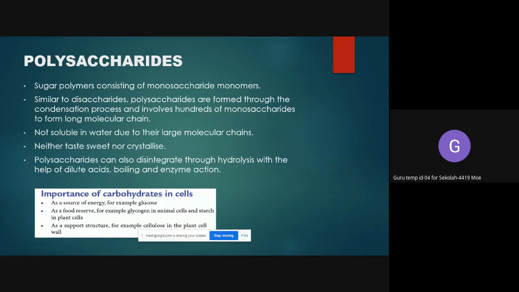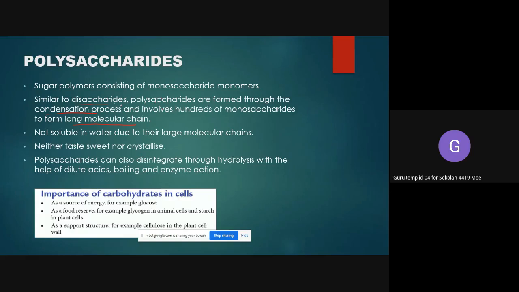So, polysaccharide. Sugar polymers consisting of monosaccharide monomers. Similar to disaccharide, polysaccharides are formed through the condensation process and involve hundreds of monosaccharides to form long molecular chains.